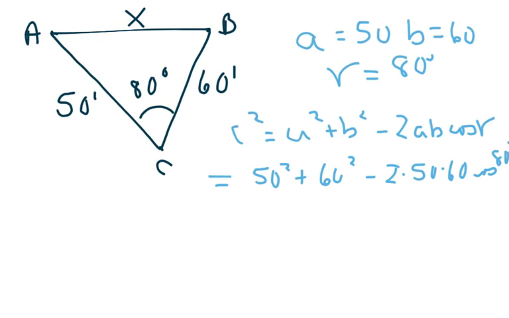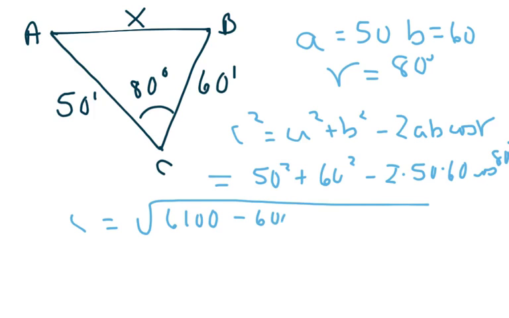So basically you get C equals the square root of 6100 minus 6000 cosine of 80, which is approximately 71.12. Alright, so this would be 71.12. How far are the cities?